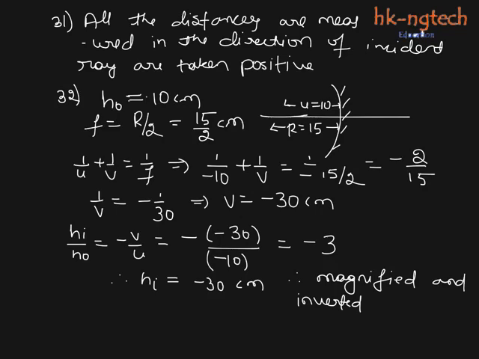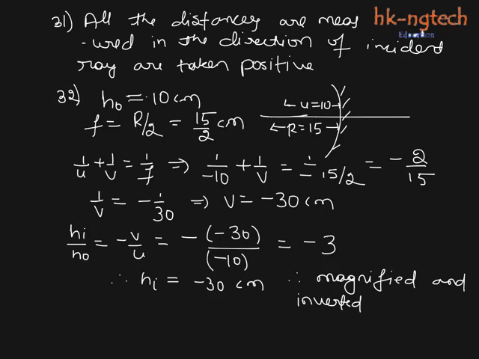Question number 31. According to the Cartesian sign convention in ray optics, according to the sign conventions, all the distances in the direction of incident ray are taken positive. That must be the answer. Question number 32.